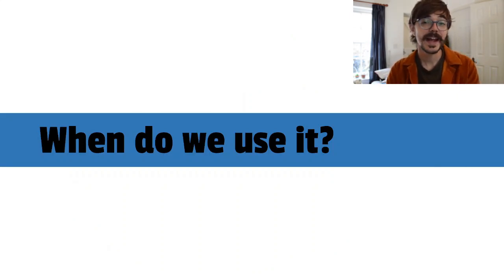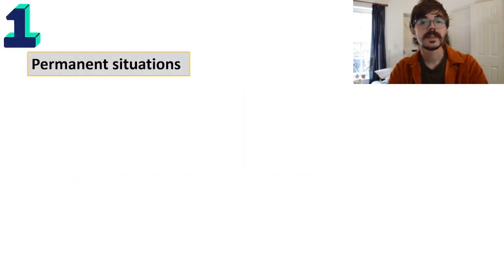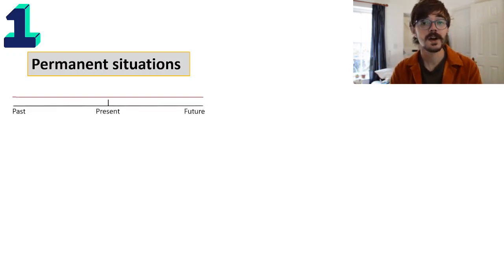Now, when do we use the present simple? There are two main situations when we use the present simple. When we're talking about something permanent, something that is always true or true for a very long time. Now here you can see a timeline with the past, the present, now and the future, and a long red line because it's a permanent situation.